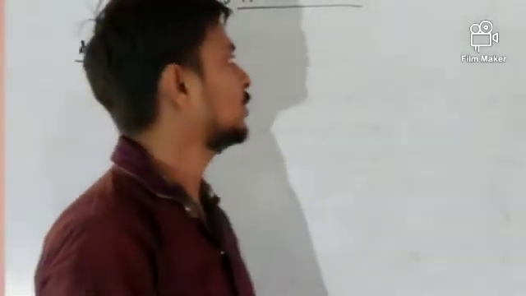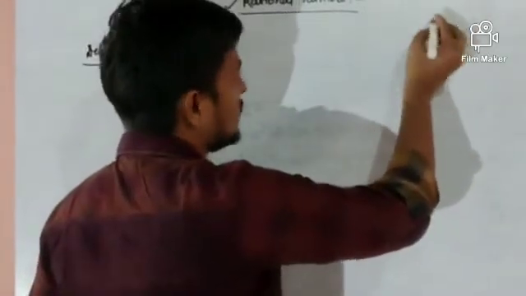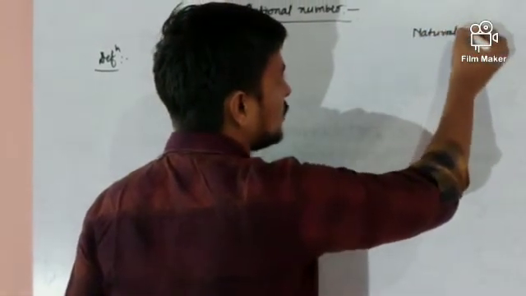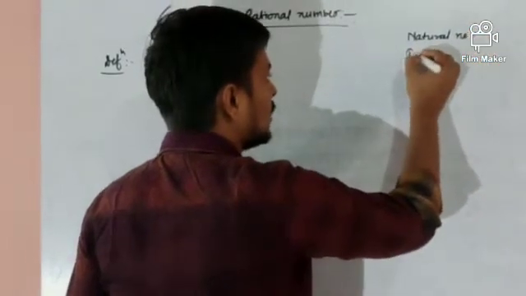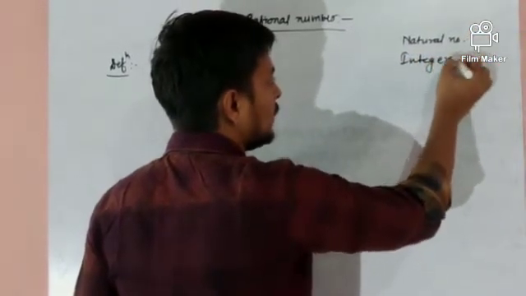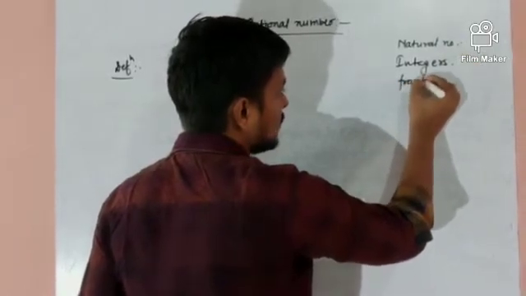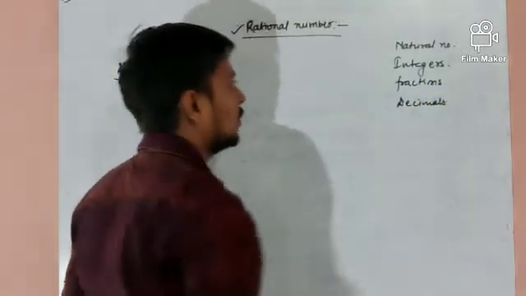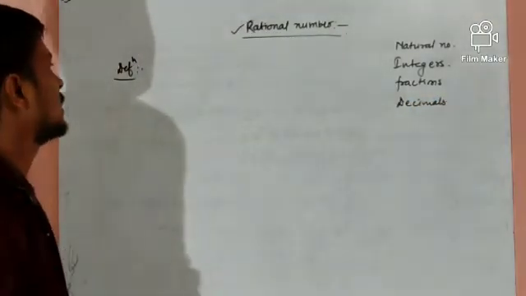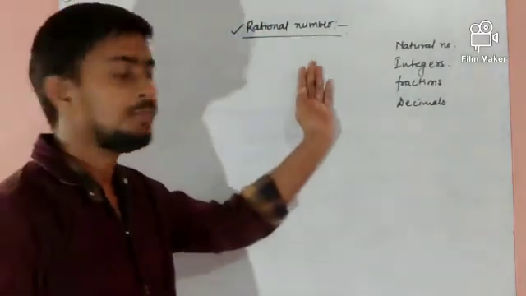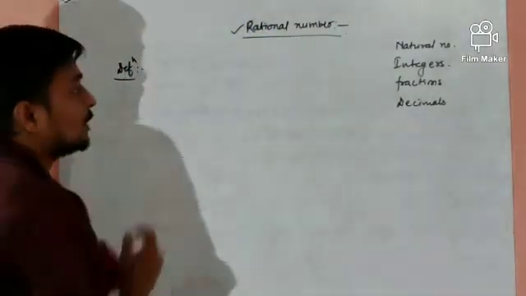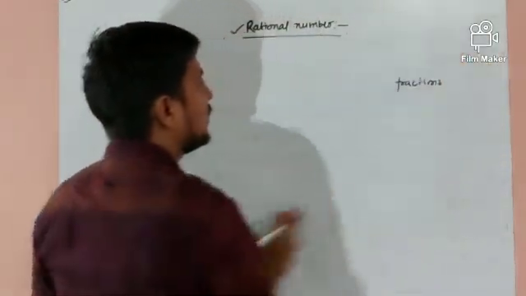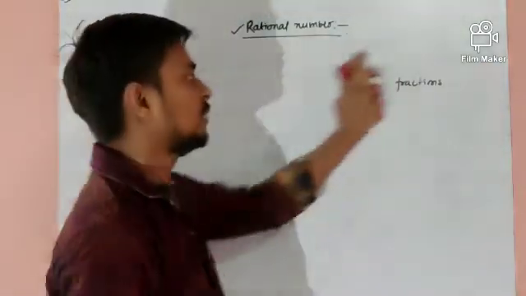Before starting this, we know that we have all studied natural numbers, integers, fractions and decimals. So after these four topics we will start rational number. So what will be the definition of rational number? The definition of rational number will be very similar to the definition of fraction.